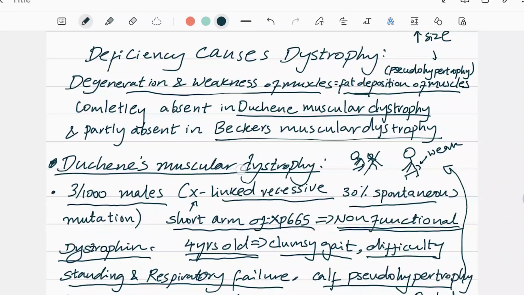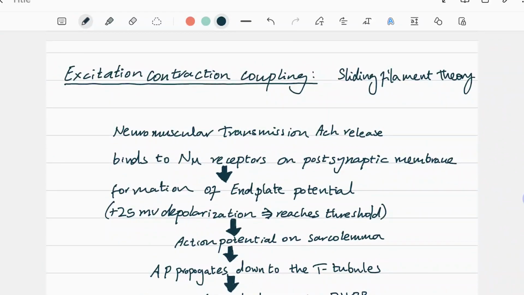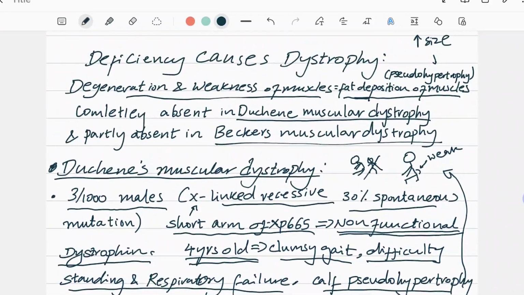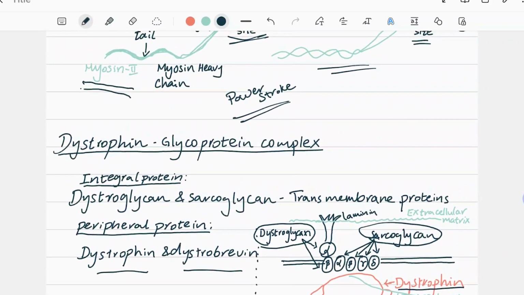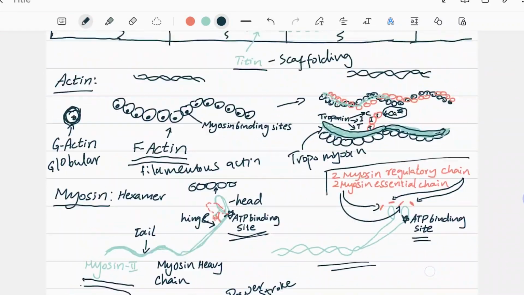You have Duchenne's, and you have your Becker's muscular dystrophy. All right, so this is our structural proteins. Dystrophy with the dystrophin complex is very important to understand.